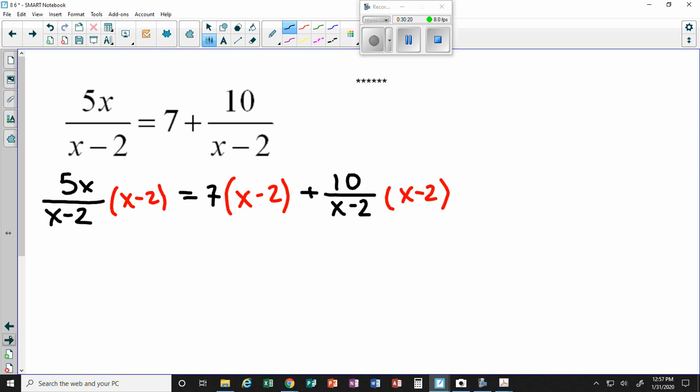So again, now the first one on the left, the 5x over x minus 2 times x minus 2. Well, the x minus 2's do what? Cancel. So what am I left with? 5x. What do I got to do here? 7 times x minus 2. No canceling, so just 7 times x minus 2. So distribute: 7x minus 14. The next one, now these cancel because I'm dividing and multiplying by x minus 2. So I'm left with just what? Plus 10.